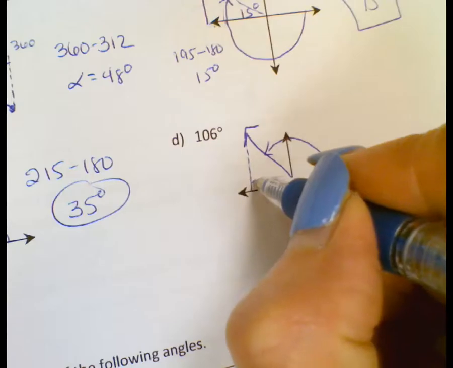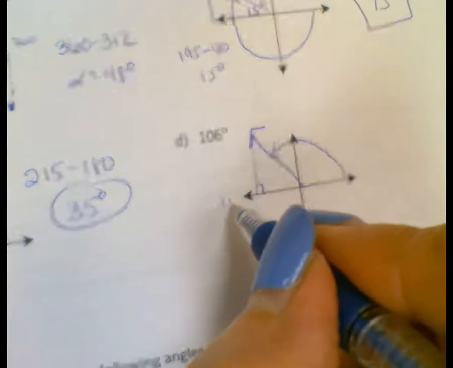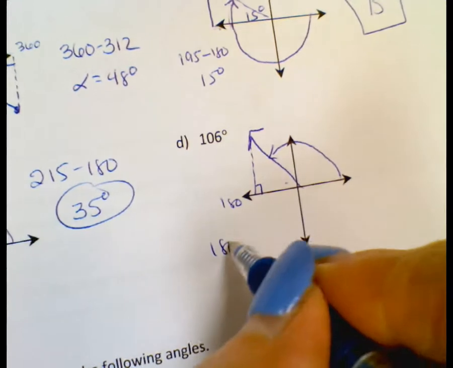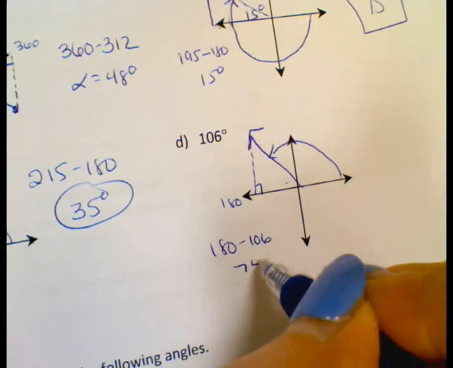So this is 180, right? So what is this angle? This angle is 180 minus 106, for 74 degrees.